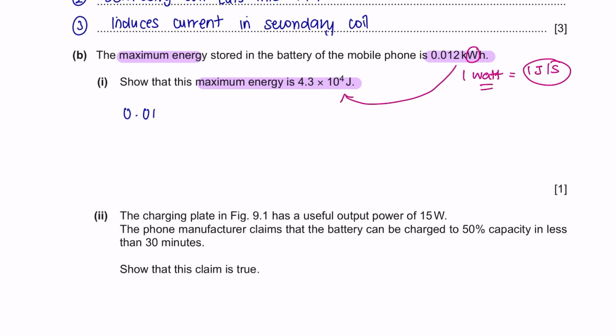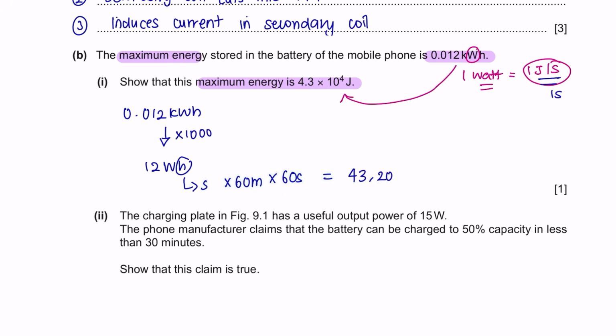So first thing we're going to do is change 0.012 kilowatt hour into watt hours. That can be done by multiplying by 1000, giving you 12 watt hours. And since this is joules per 1 second, we're going to change the hour into seconds by multiplying by 60 minutes and then another 60 seconds, which will give you 43,200. Converting this into standard form, 1, 2, 3, and 4, is going to give us 4.3 times 10 to the power of 4 joules. So this is how you prove it.